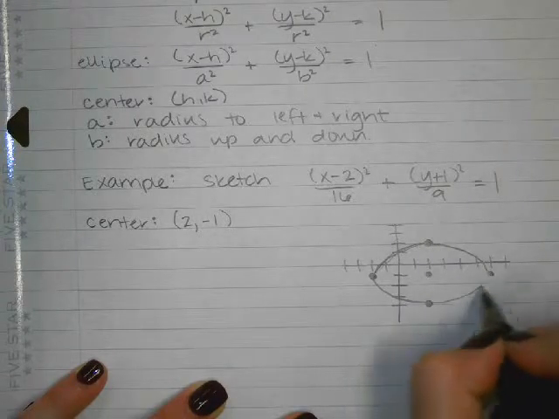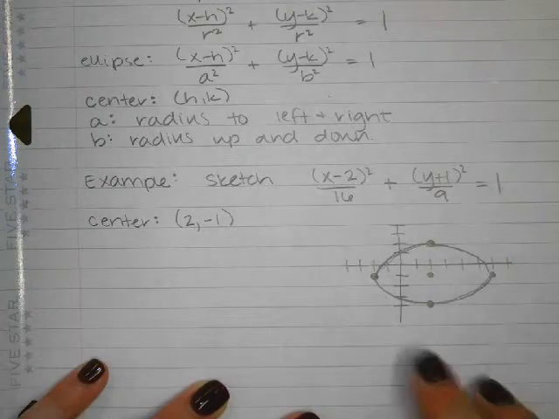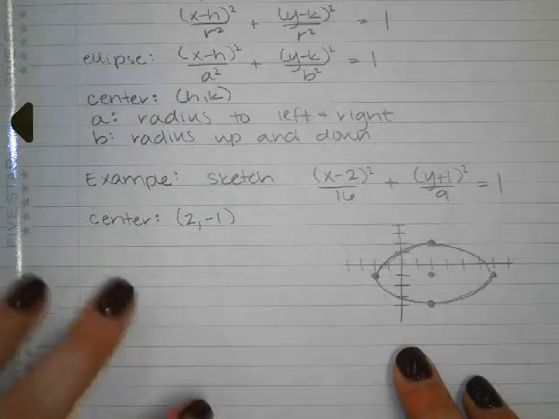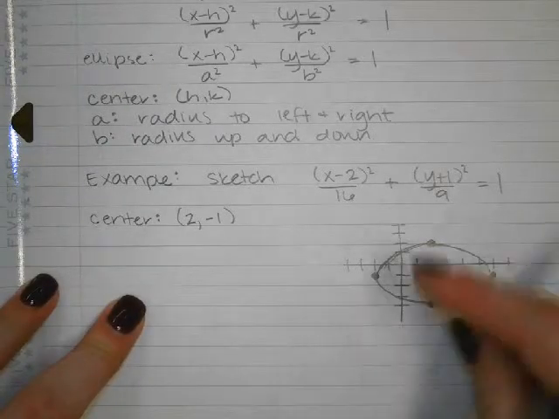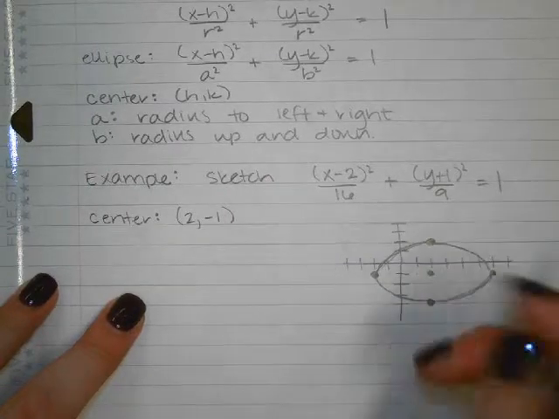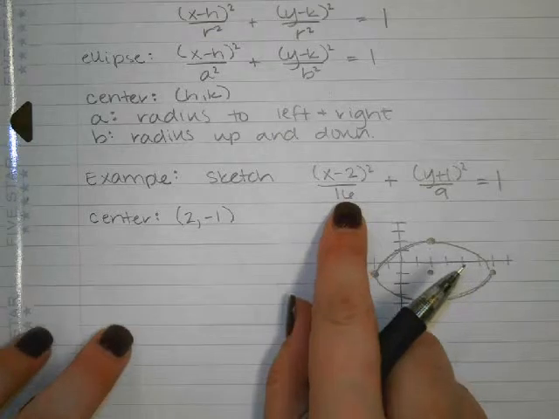It's okay. So what you can see is it looks like a circle that's just been squished, right? So we have ellipses that can have different orientations. This one is definitely wider than it is tall, and that's because the radius, it's not really called a radius, but the number underneath x is bigger than the number underneath y.